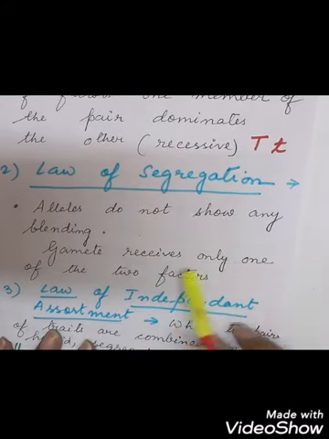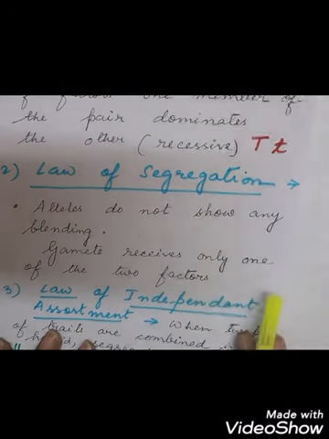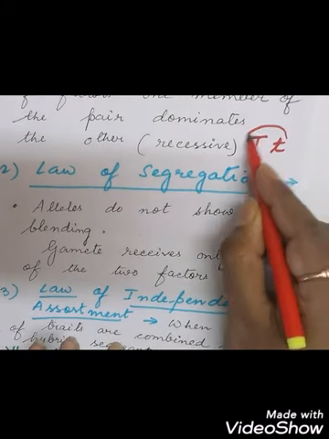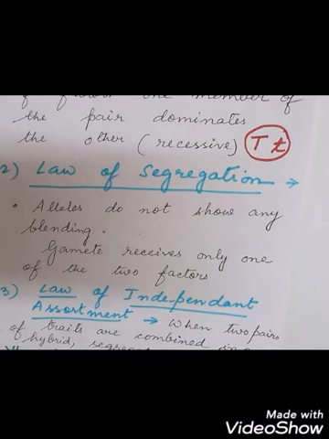blending. Gametes receive only one of the two factors. So as you have seen, I told you that capital T, if it is present in the parents, then gametes will contain any one of the factors. Only one of the two factors will be present in the gamete, not both. This is the law of segregation.